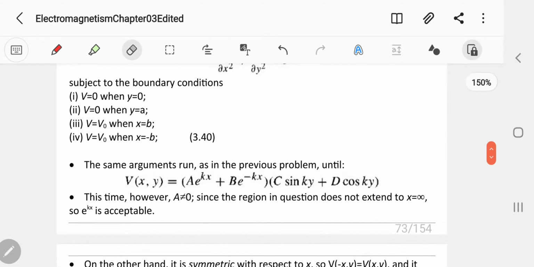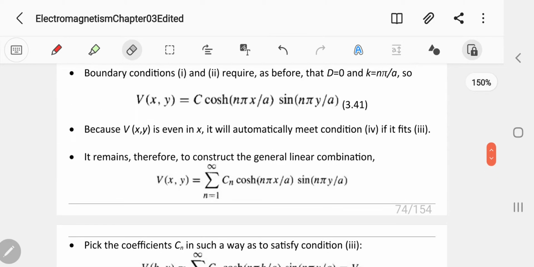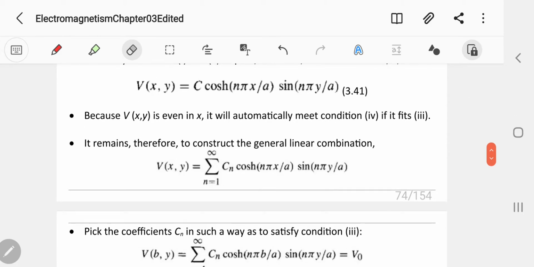So now we can take it a little further. What happens now? Here, for n equals 1, you have a solution. N equals 2 is also a solution, n equals 3, and so on.